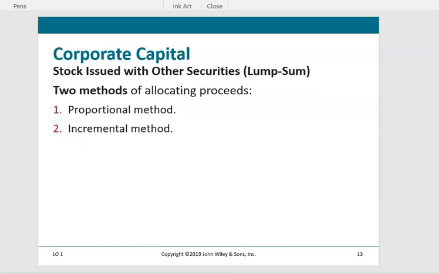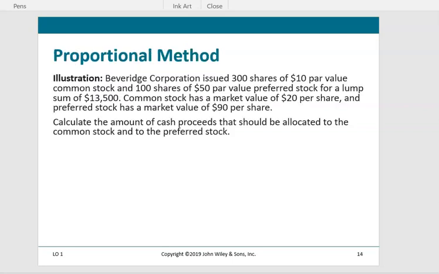Now, what happens in the situation where stock is issued with other securities? So company issues, let's say, common stock and preferred stock together for one lump sum price. Well, there's two methods of allocating the amount of cash that's received to each of the two different classes of stock, whether that be common and preferred. We use the proportional method when we can, and if we can't use the proportional method, we have no other choice, then we use the incremental method. Let's look at each of these two in the next slide.